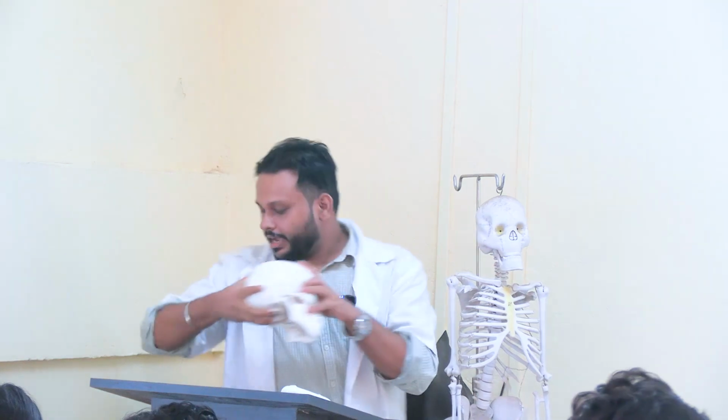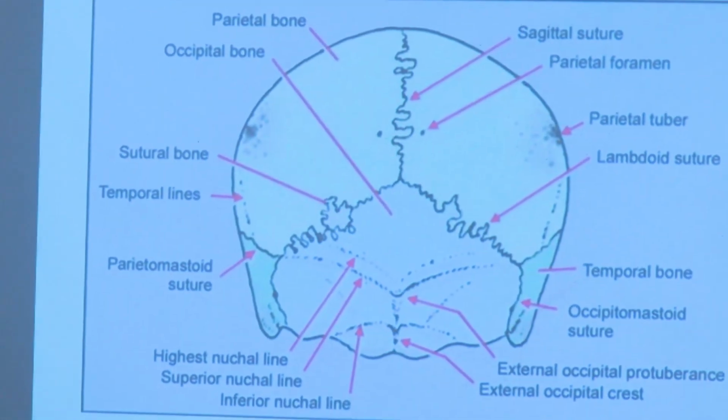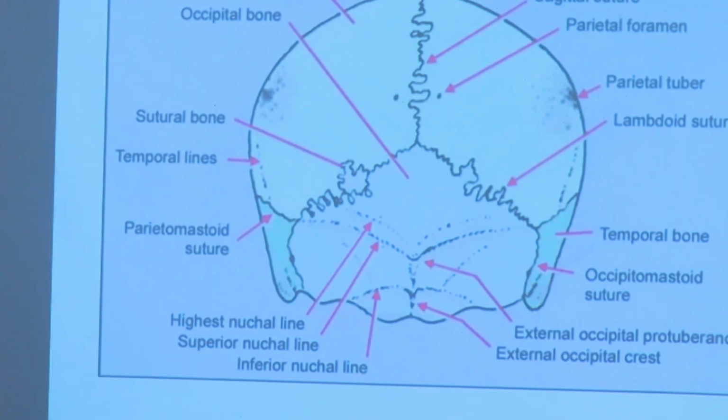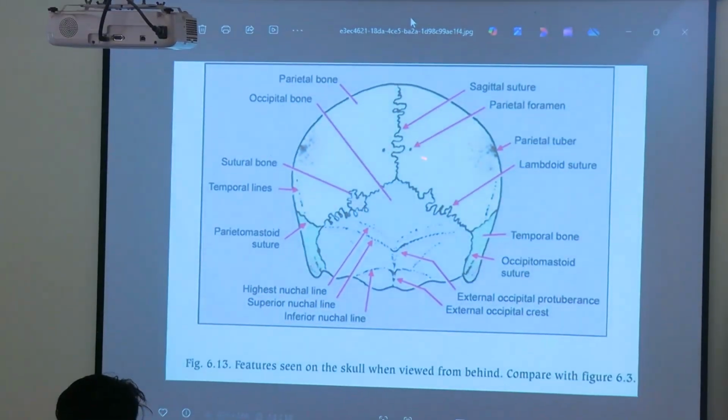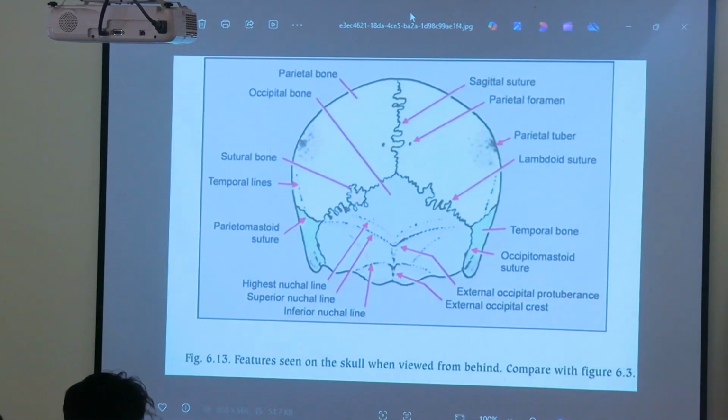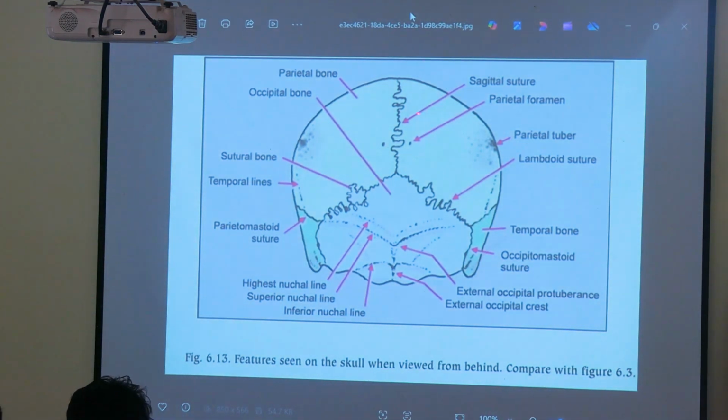Okay. These are the parts seen in Norma Verticalis. Okay? Now the second one. This is the Norma, not frontalis, from behind, Norma Occipitalis. These two bones are parietal bones. So which suture is between the parietal bones? Sagittal suture.